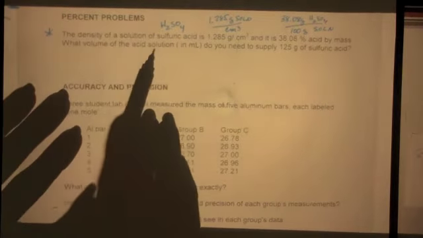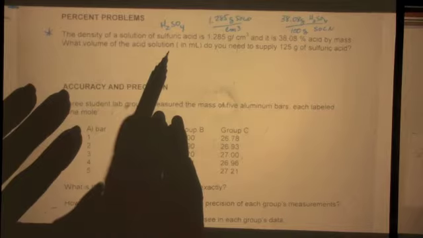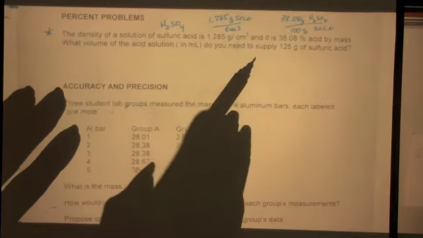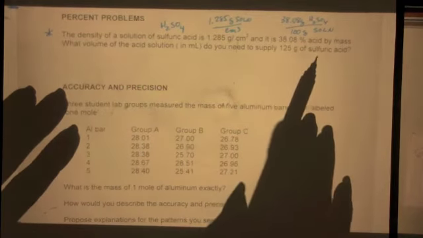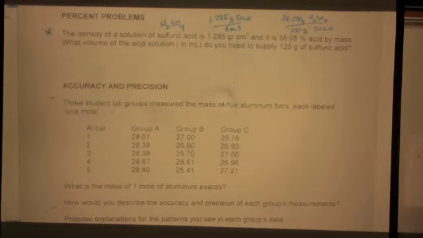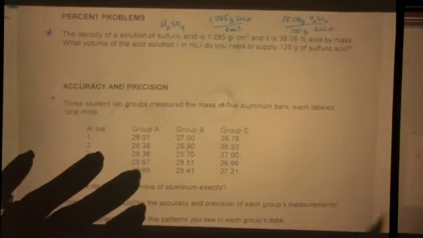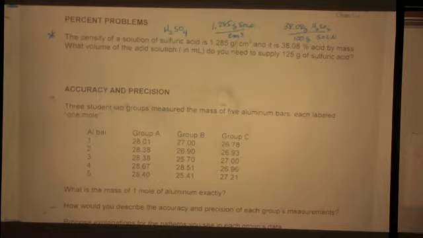What volume of acid solution? So we want the volume of solution that is needed to supply 125 grams of sulfuric acid. Now again, there's going to be several different ways that you can go about solving this problem. I like to start with what I know I have.